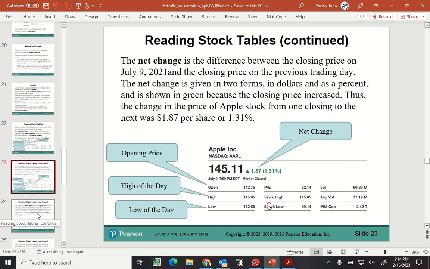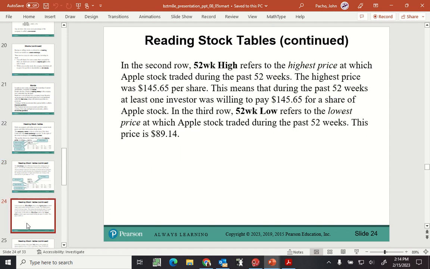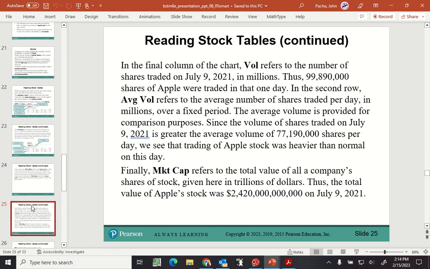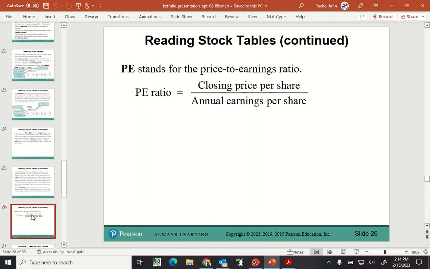So I'm getting down here. I did the market cap. Here is the 52-week. We talked about that. The volume, talked about that. Market cap. Okay, so PE.